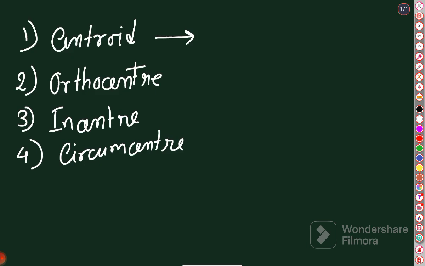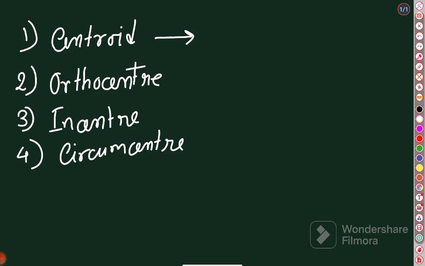First I will show it using this green board, then using compass, scale, and protractor I will show how to draw these centers geometrically. First let me explain the concept. Coming to the first one, centroid. What is centroid?